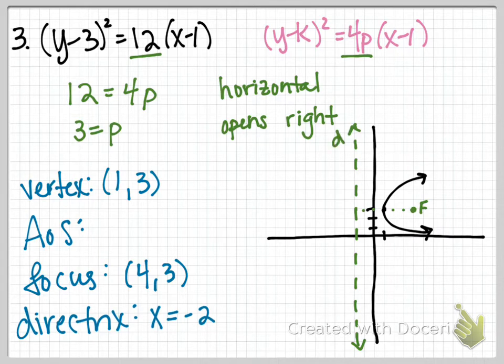And the last thing we need to find is your axis of symmetry. For parabolas, the axis of symmetry goes through the vertex and the focus, so that's going to be this line right here. And that, of course, is the equation y equals 3. So that is how I find all pieces of information for number 3 for the first equation. Now let's go to the second equation.